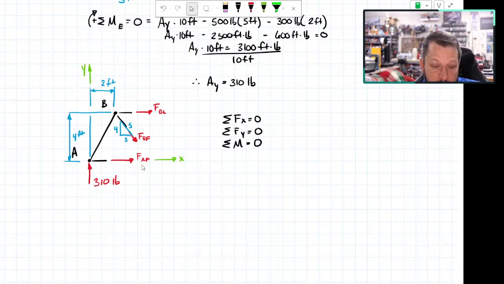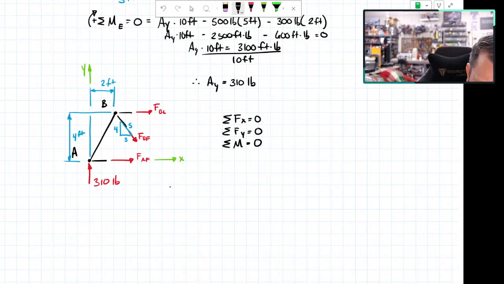So that leaves me with Y, which if I look at summation of forces in the Y direction, I have the 310 pounds, and I have the Y component of BF, and that's it. So I can immediately solve for the value of member BF. So let's write the summation of forces in the Y direction equals 0.